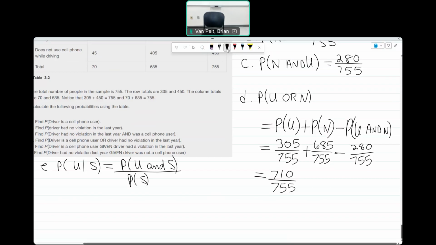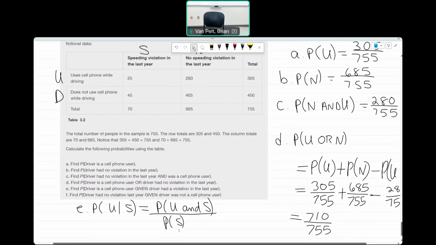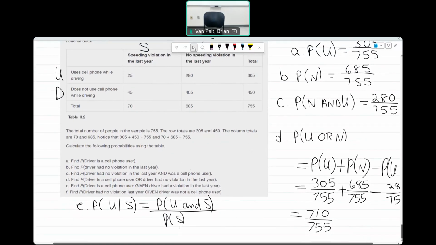Let me pull this back in. See this thing. All right, so I'm using the formula P(U|S). This is what it is. It'll be easy to do that one. We need U and S. Where is it at?